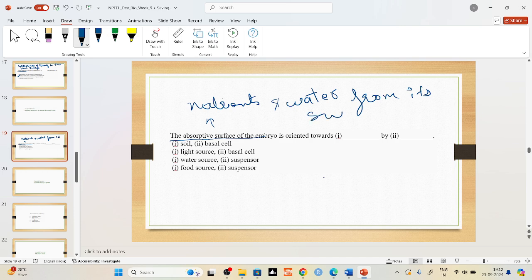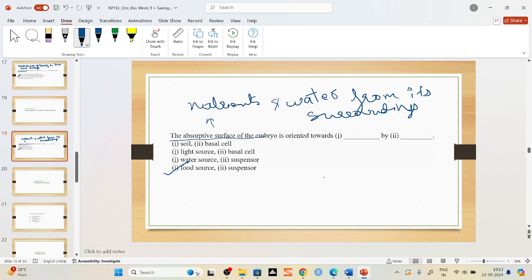from its surroundings. In a plant embryo, this surface often develops in relation to structures that provide essential resources, such as the endosperm or the suspensor, which connects the embryo to nutrient sources in the seed. This absorption is crucial for the embryo's growth and development because it establishes itself before becoming photosynthetically active. So, in that context, the correct answer would be food source and suspensor.